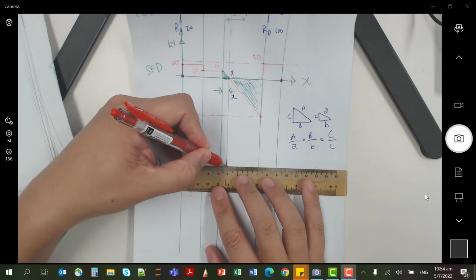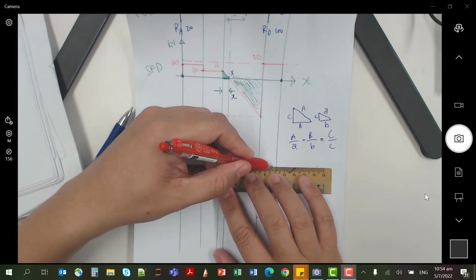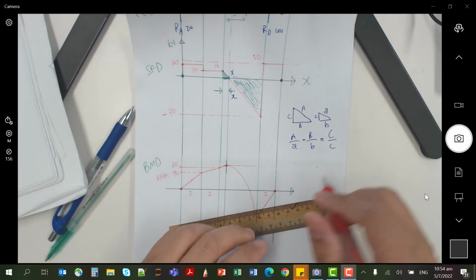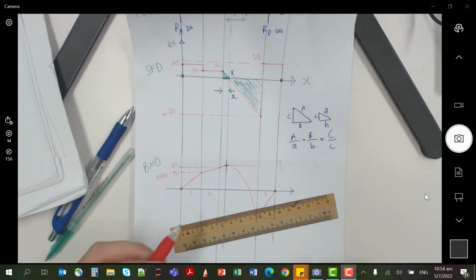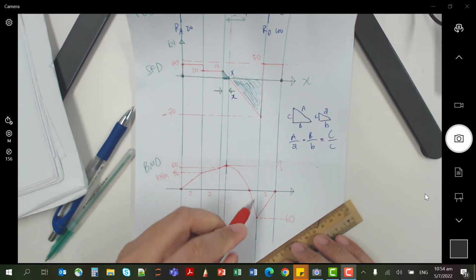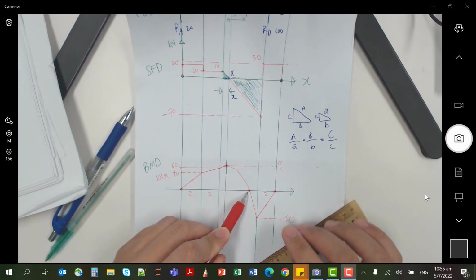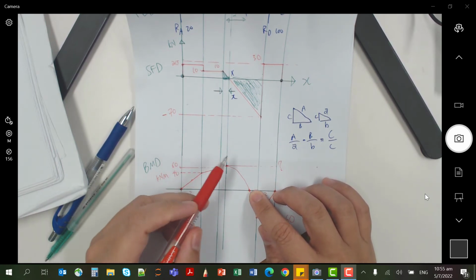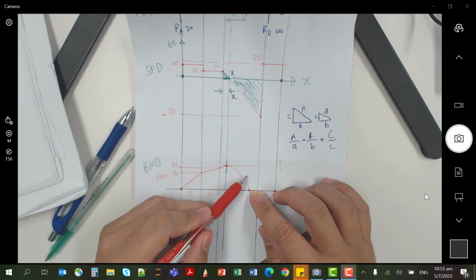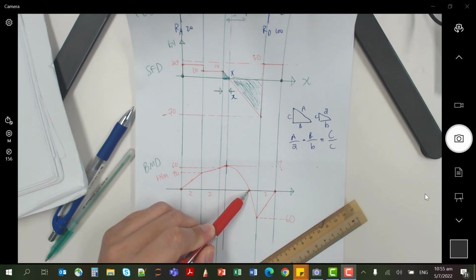What is the peak over here? First, we have to find what the peak is. What is the value here? Second, what is the point of intersection here? This is called the point of contraflexure, where your bending moment starts to turn from positive to negative. So this is the point of contraflexure.